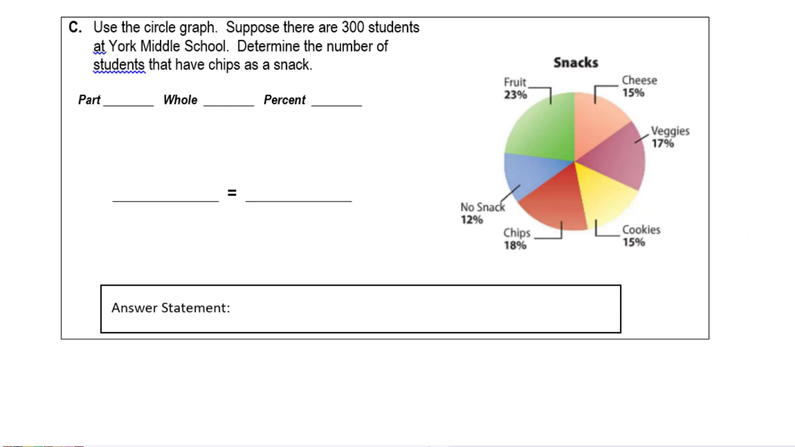Use the circle graph. Suppose there are 300 students at York Middle School. Determine the number of students that have chips as snacks. Okay, snacks, fruit, cheese, veggies, cookies, chips right here. So I'm going to circle what the question is asking me. So that would be my percent, that's 18%. Suppose there are 300 students, so that is my total. And because that is my total, that is also my whole. And I'm looking for how many students is 18% of the 300.